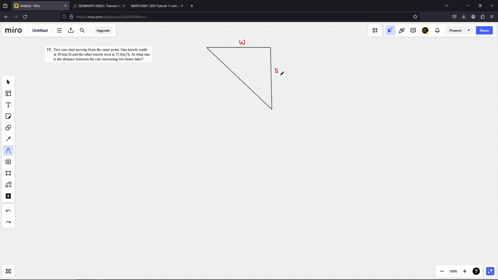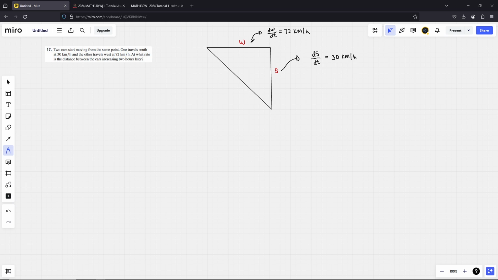So they tell me that the one traveling south does so at 30 kilometers an hour. So I can say, well, if I have my car traveling south, then I can denote this as the car traveling south is changing with respect to time at 30 kilometers every hour. And the same thing for the car traveling west. I can say, well, if the car traveling west is doing so, then it's changing at 72 kilometers an hour.